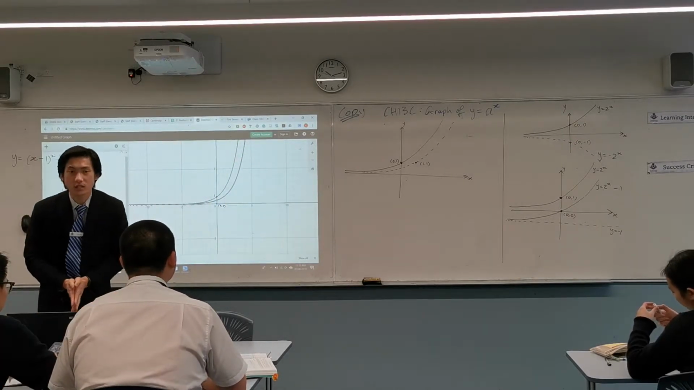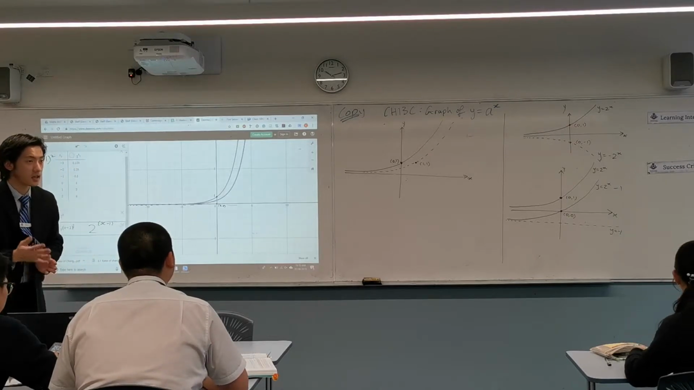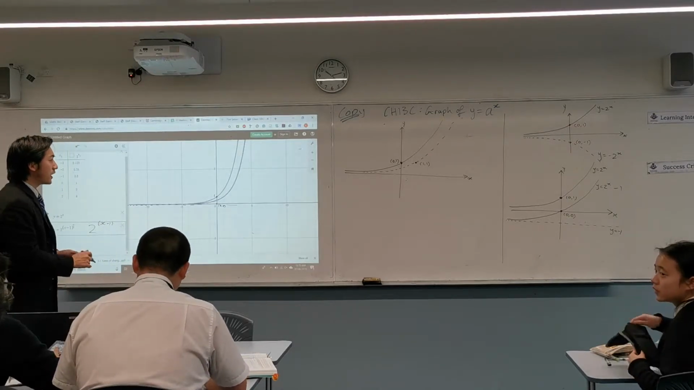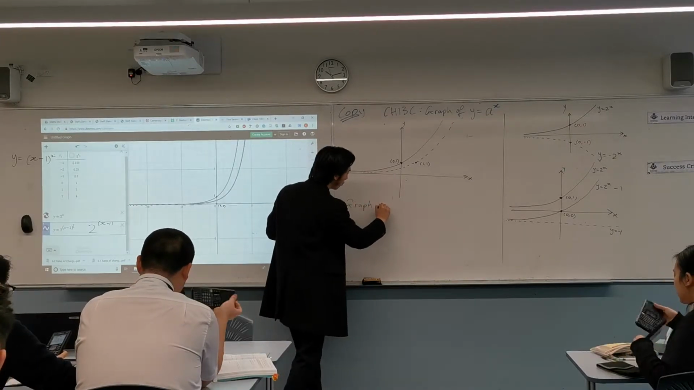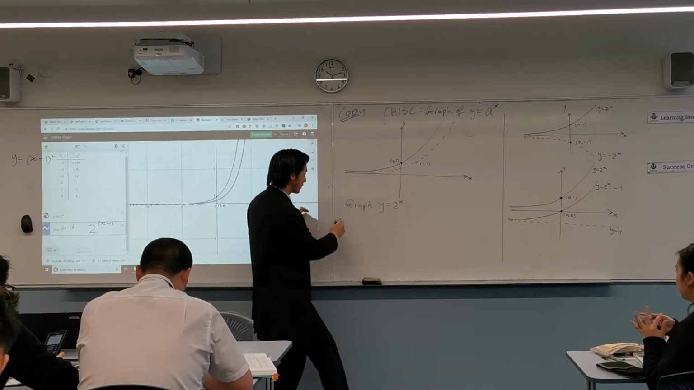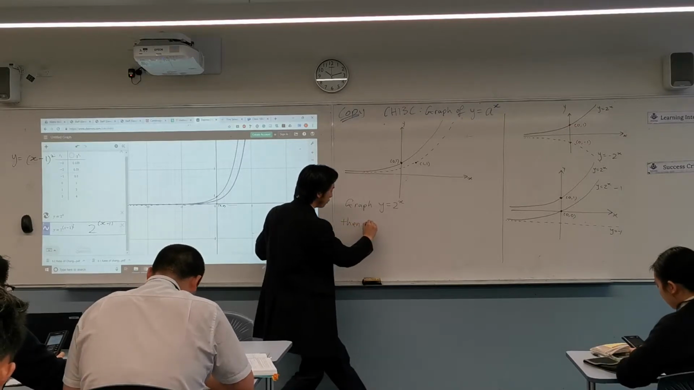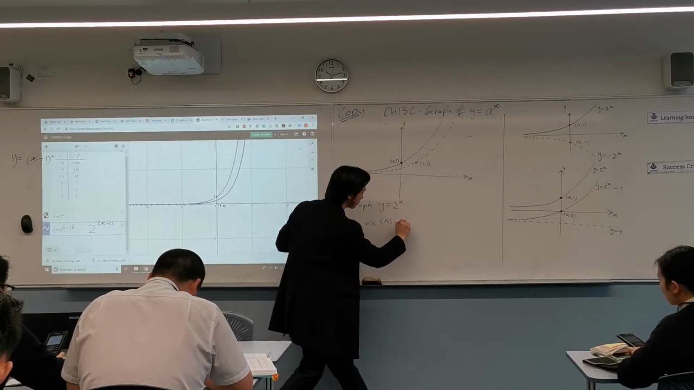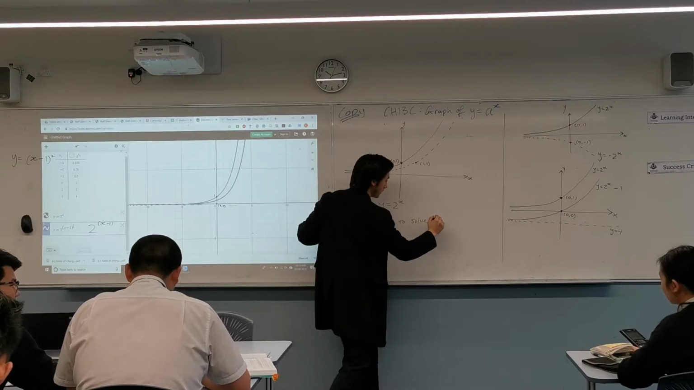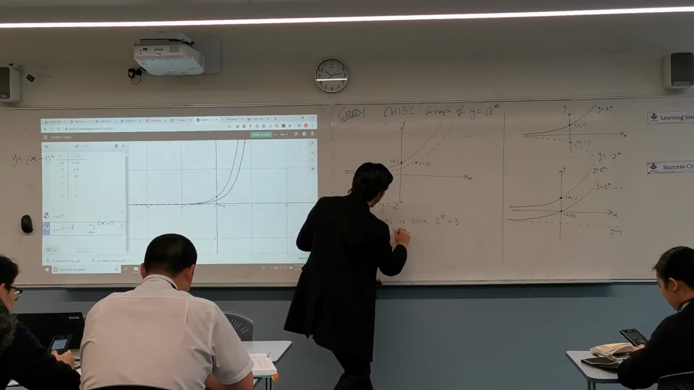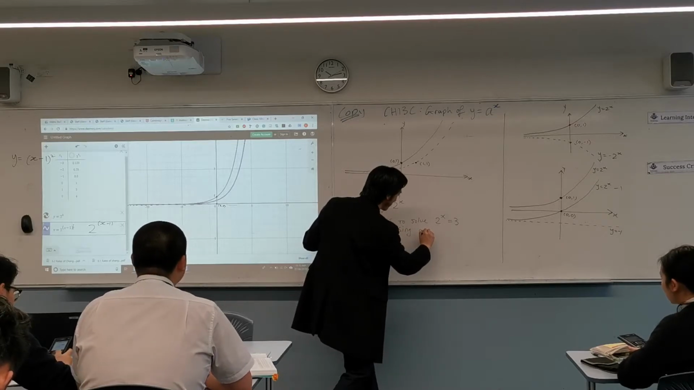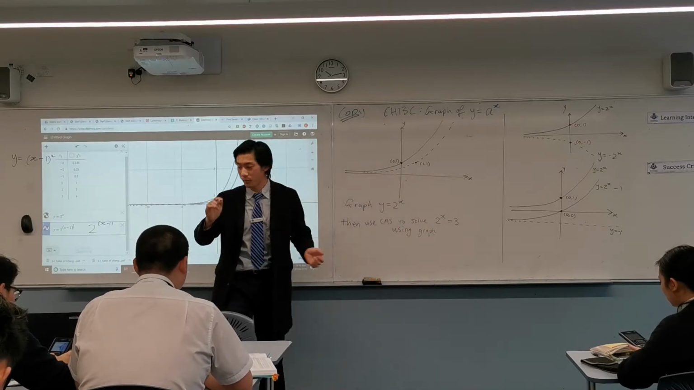Okay, now I'm going to ask you to get your CAS out. I asked you to bring your CAS yesterday, and I'm going to ask you to graph y equals 2 to the x, then use CAS to solve 2 to the x equals 3 using graph. And as you do that, I'm going to set up the board for the next part.